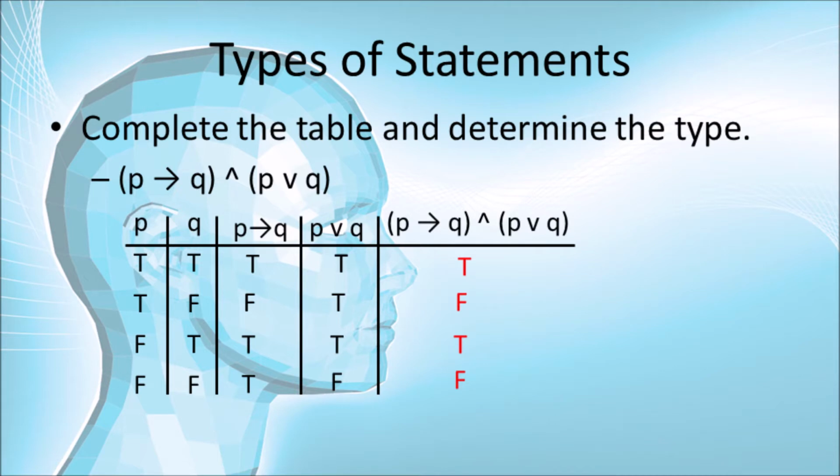So is this a tautology? No, because not all final outcomes are true. Is this a self-contradiction? No, because the final outcomes are not all false either. So this would be neither a tautology nor a self-contradiction.